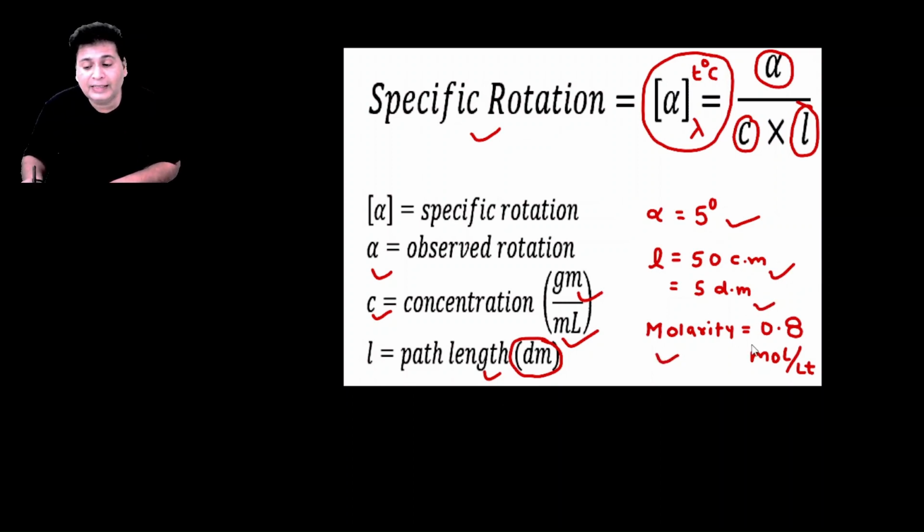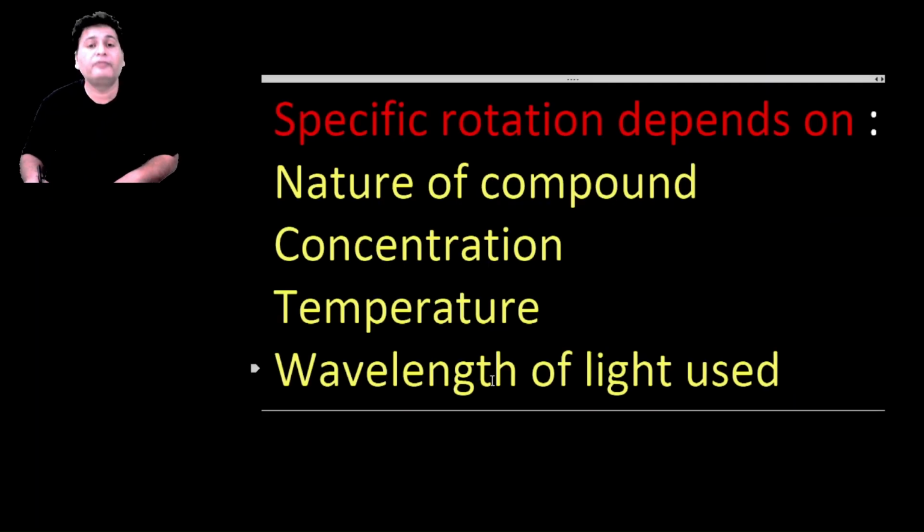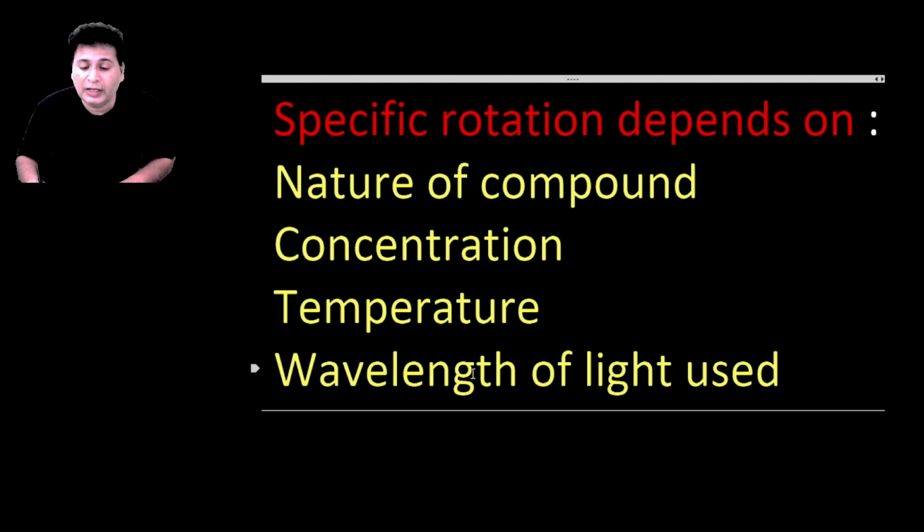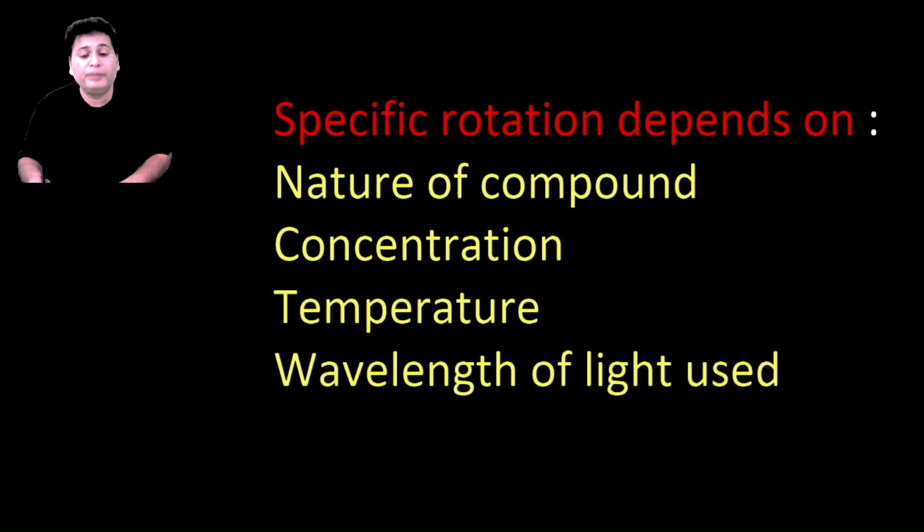Now molarity is given as 0.8. For C we cannot take molarity. So first we are going to convert the molarity into grams per ml. But before we progress to find the specific rotation finally, let us see on what factors the specific rotation depends. You should understand the specific rotation depends on certain things.